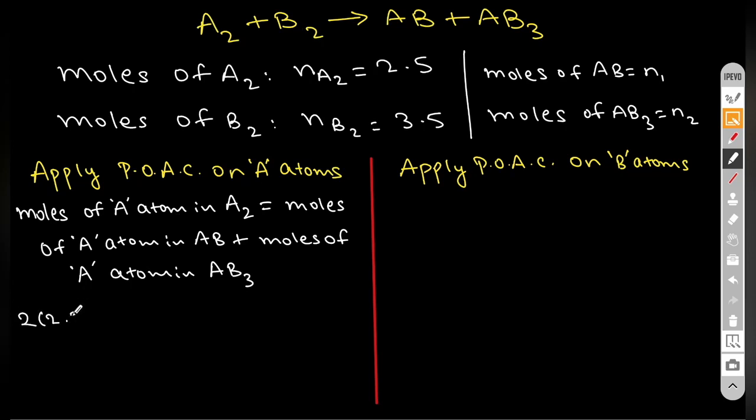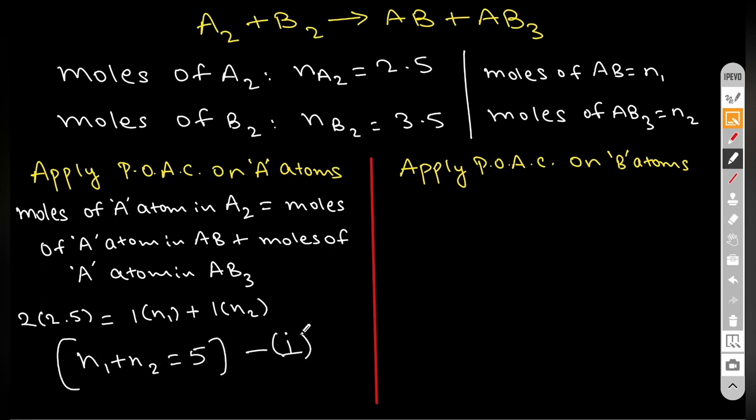So moles of A atoms in A2 is 2 times 2.5. Here, 1 times N1, because there is one atom of A, and 1 times N2. So N1 plus N2 will come out to be 5. This will be our equation number 1.